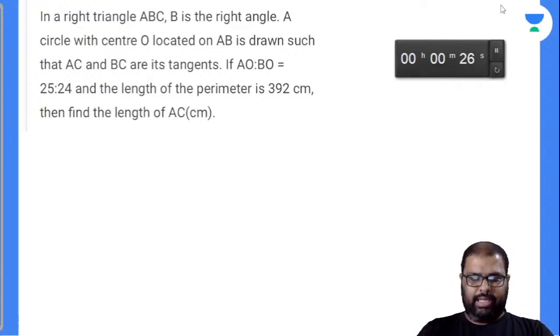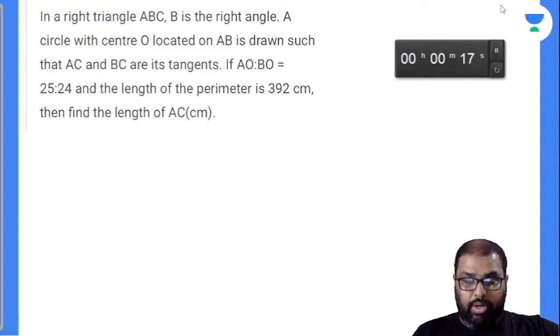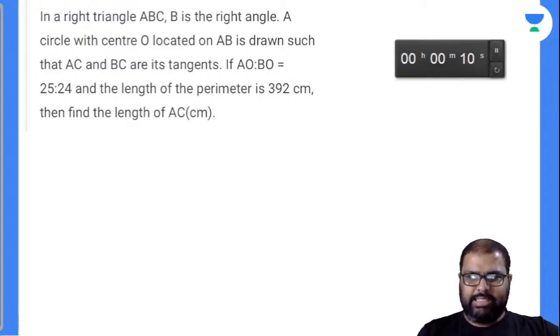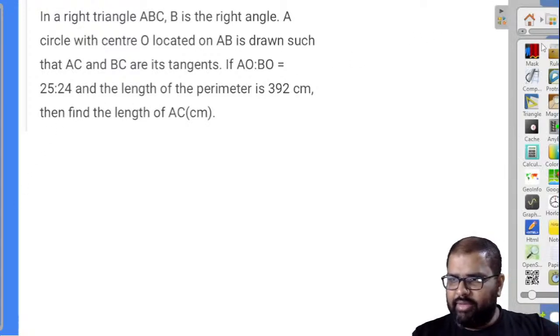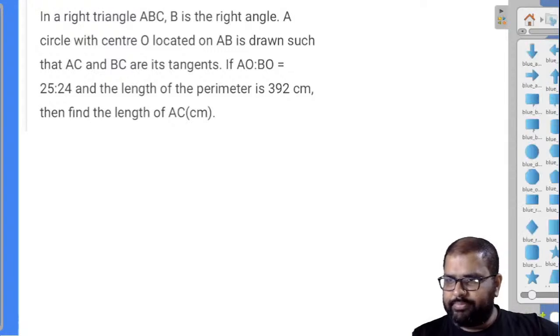In a right triangle ABC, B is the right angle. A circle with center O located on AB is drawn such that AC and BC are its tangents. If AO is to BO is 25 is to 24 and the length of the perimeter is 392 centimeter, find the length of AC is the question asked. We'll draw the diagram there, then we can understand what we are doing.